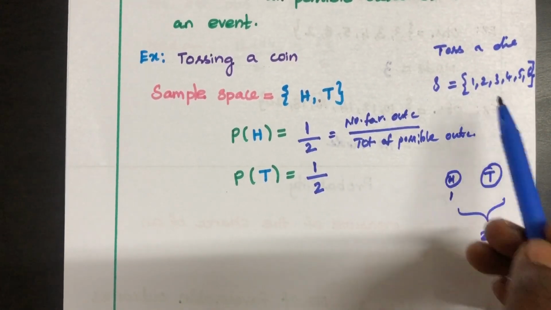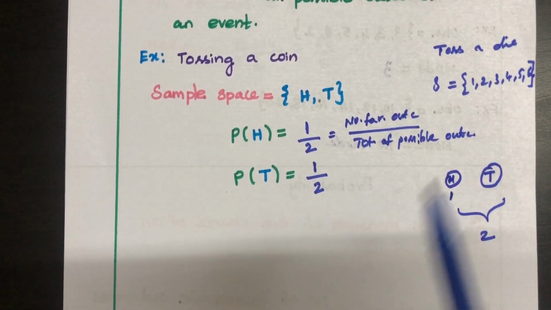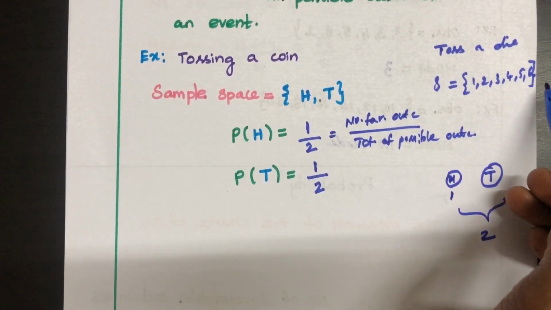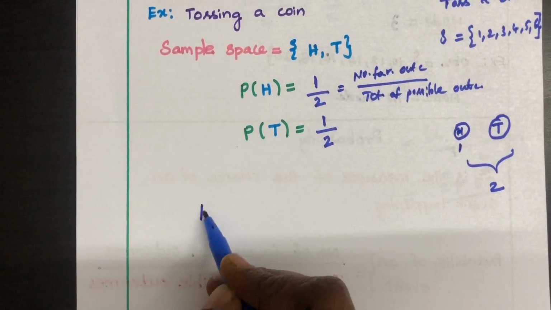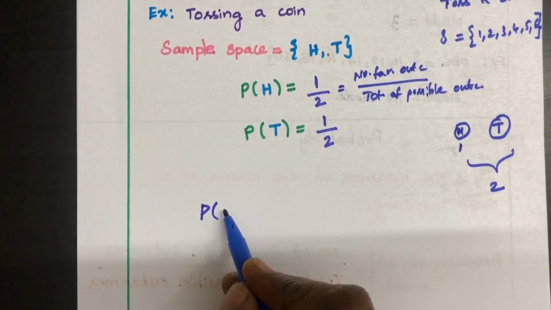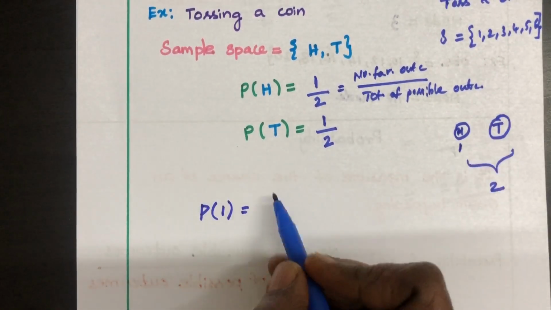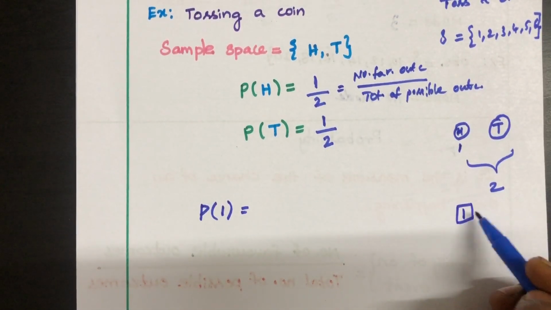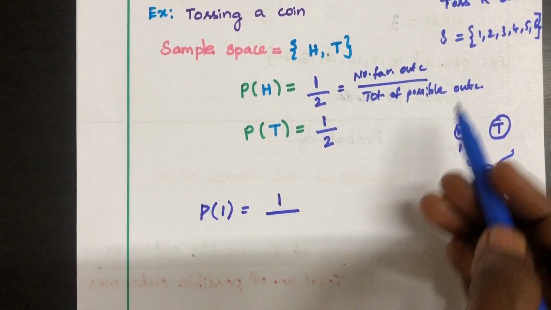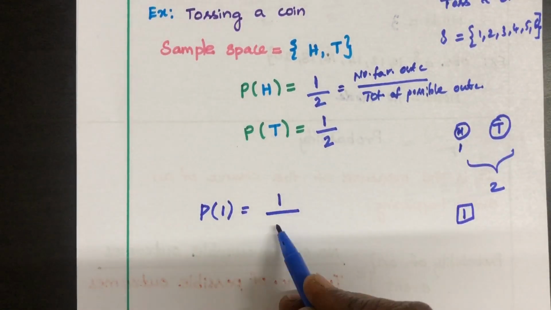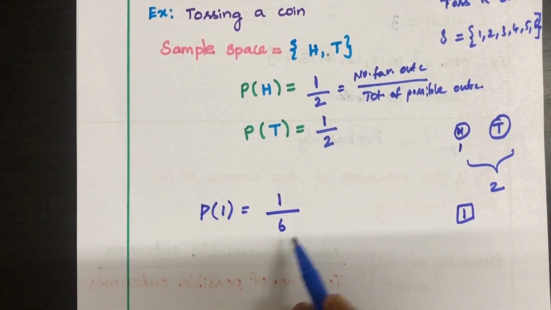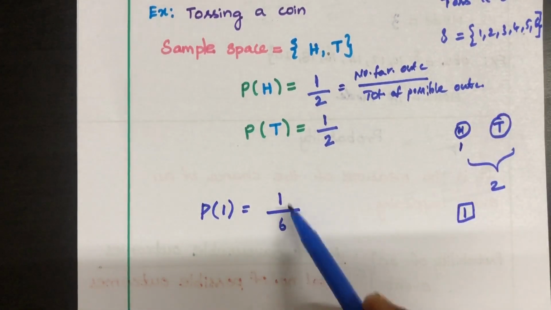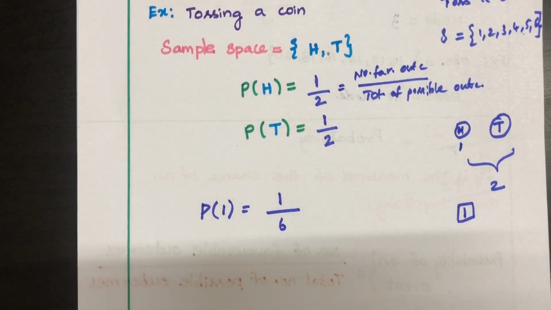Similarly, if you are rolling a die, what is the sample space for a die? A die has 6 faces. So the sample space is all the possible outcomes: 1, 2, 3, 4, 5, 6. For example, what is the probability of getting 1 on a die? For getting 1, the favorable outcome is 1, but the total number of possible outcomes is 6. So the probability of 1 is 1 by 6. Similarly, the probability of getting any number is 1 by 6. That's all. Thank you.